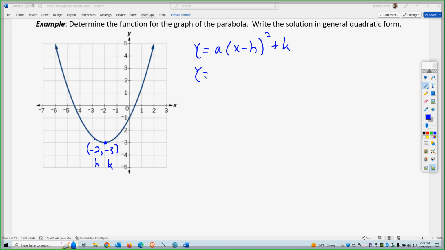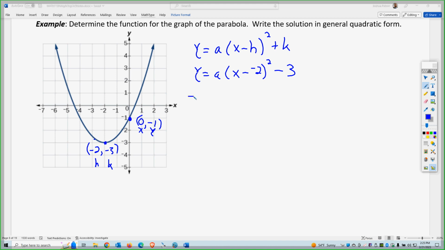Okay, so y equals a(x, and then minus the h is a -2) squared, and then the k is a -3. Okay, so I need an x and y value from the graph. Any coordinate is fine. So any coordinate on the graph is fine whatsoever. So just pick something easy. So I'll pick this coordinate right here, which is (0, -1). Okay, that gives me a random x and y. It doesn't matter which coordinate you pick, you'll always get the same answer.